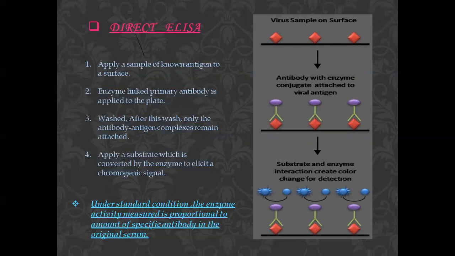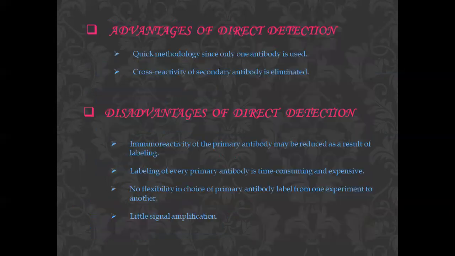Then apply a substrate which is converted by the enzyme to elicit a chromogenic signal. So substrate and enzyme interactions create a color change for detection. If it produces a color change, under standard conditions the enzyme activity measured is proportional to the amount of specific antibody in the original serum.